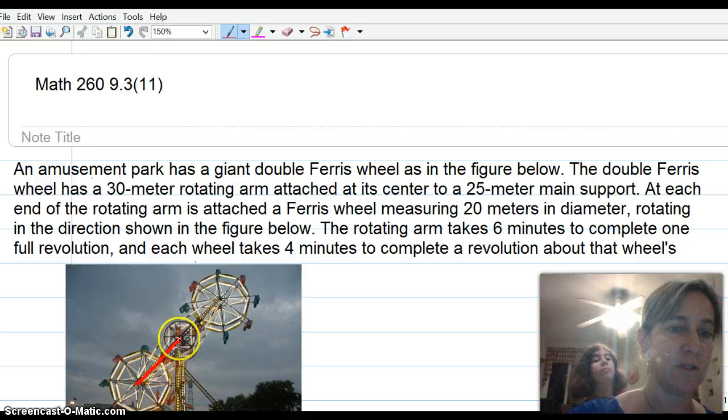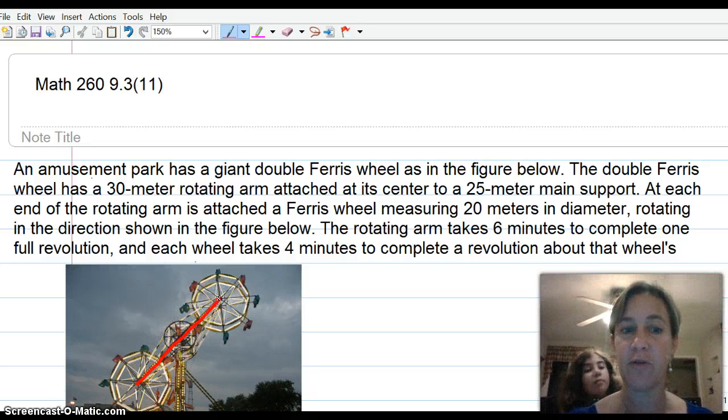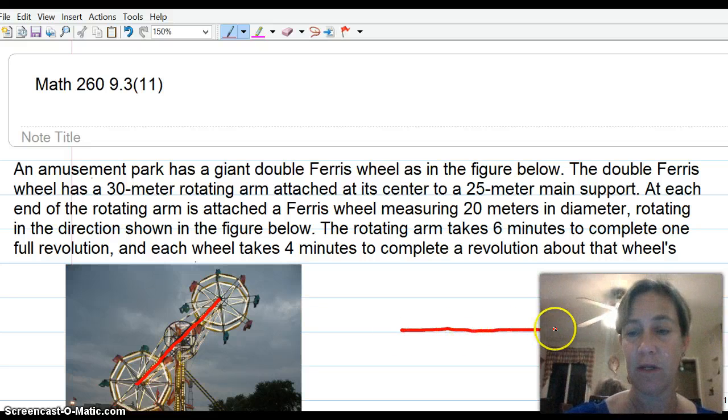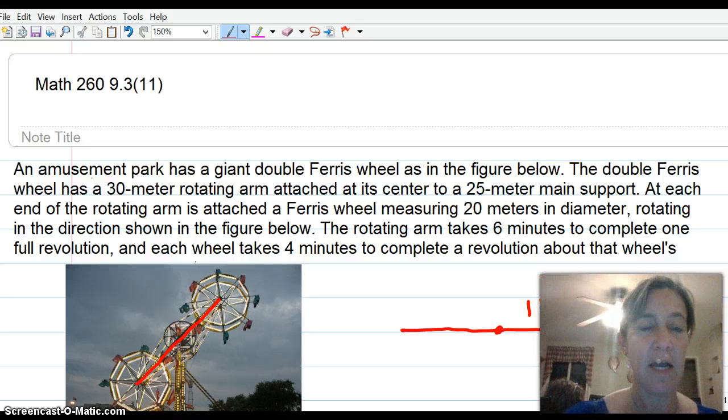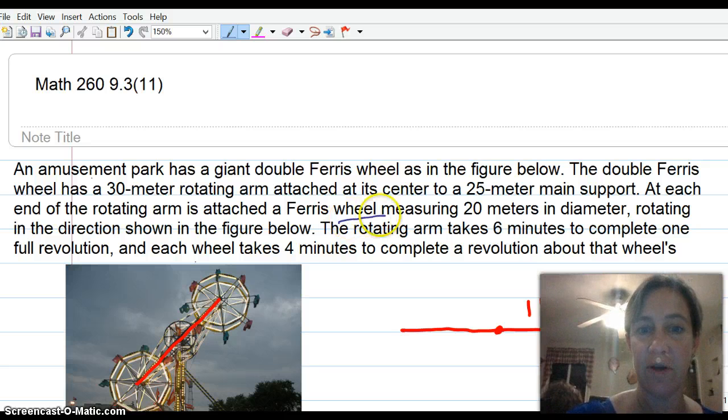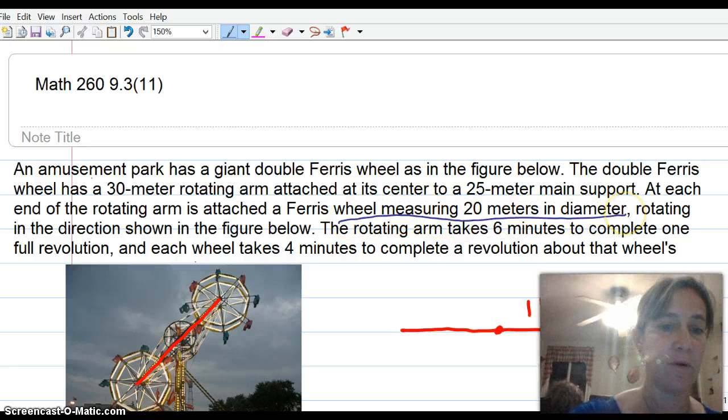So that's from center to center right here. That's our 30 meters, right? So I'll draw it as if it's horizontally from here to here. That's our 30 meters, which means it has a radius of 15. Attached to each arm is a Ferris wheel that is 20 meters in diameter. So that's here. Each Ferris wheel is 20 meters in diameter.